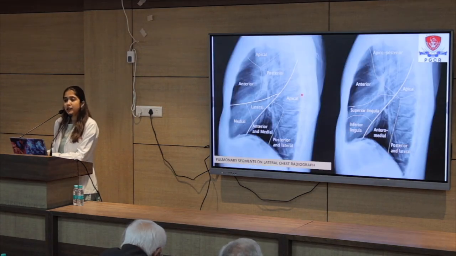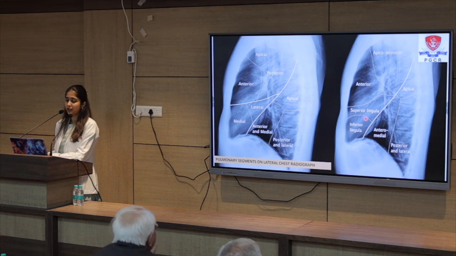For better delineation of bronchopulmonary segments, we usually see these in the lateral chest radiograph. So this is the right horizontal fissure, this is the right oblique fissure, this is the right upper lobe, right middle lobe, right lower lobe. The right middle lobe has two segments, medial bronchopulmonary segment and lateral bronchopulmonary segment. The right lower lobe has apical segment, anterior and medial segment, and posterior and lateral segment. Whereas in the left lateral chest radiograph, we have the lingular segment. There are two further classifications of the lingular segment, that is superior lingula and inferior lingula.